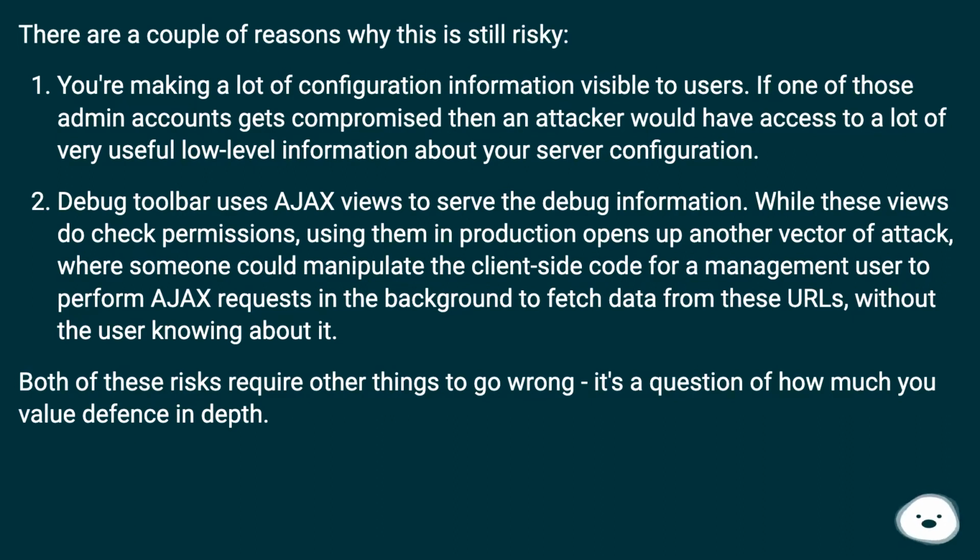Debug toolbar uses AJAX views to serve the debug information. While these views do check permissions, using them in production opens up another vector of attack, where someone could manipulate the client-side code for a management user to perform AJAX requests in the background to fetch data from these URLs, without the user knowing about it.